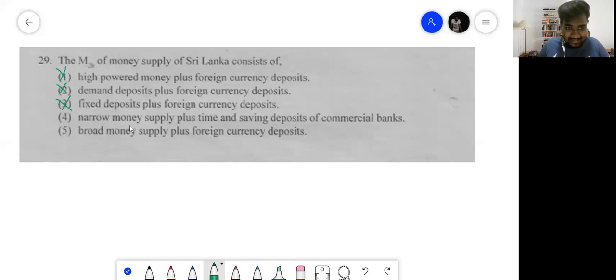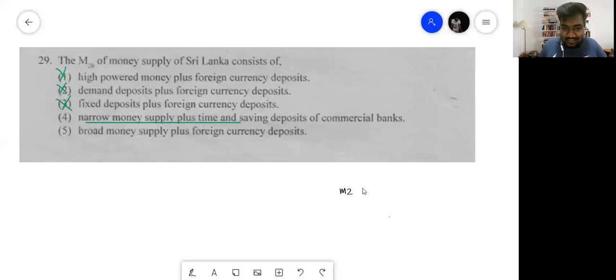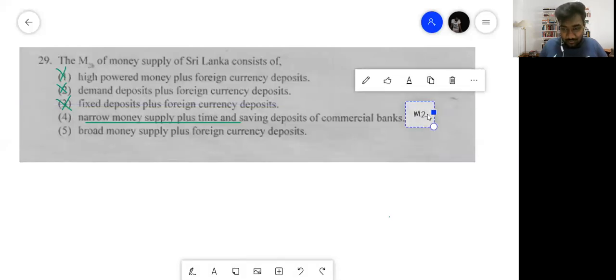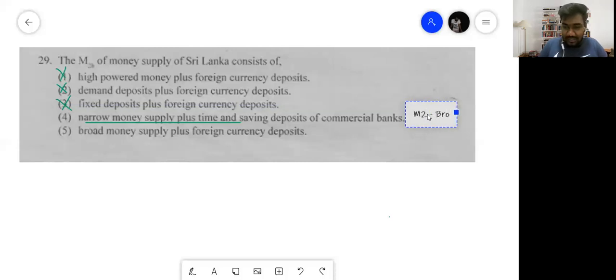What is this? Narrow money supply plus time and savings deposits. Is it M2B or is it something else? That's M2, guys. Narrow money supply, that is currency held by public and demand deposits, plus the time and savings deposits, you get M2. This is broad money supply, right? So M2, I'm hoping you all know names now, right? This is broad money supply.